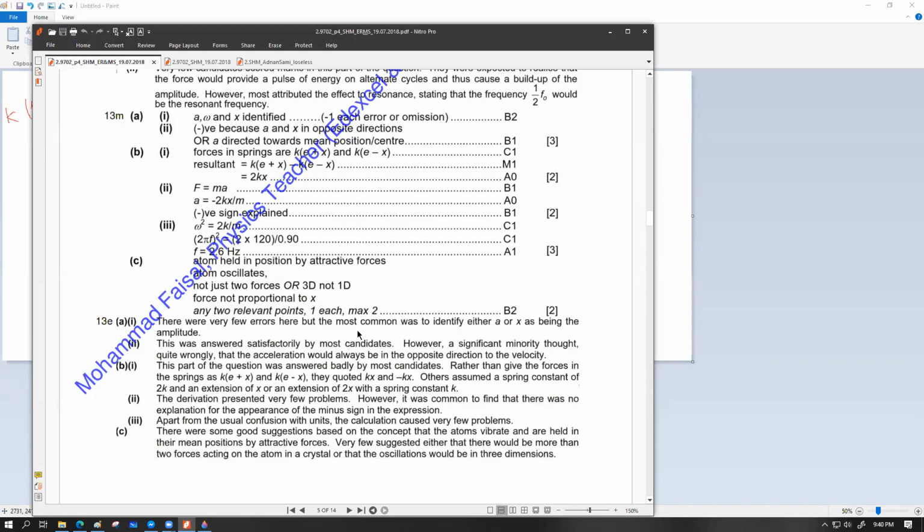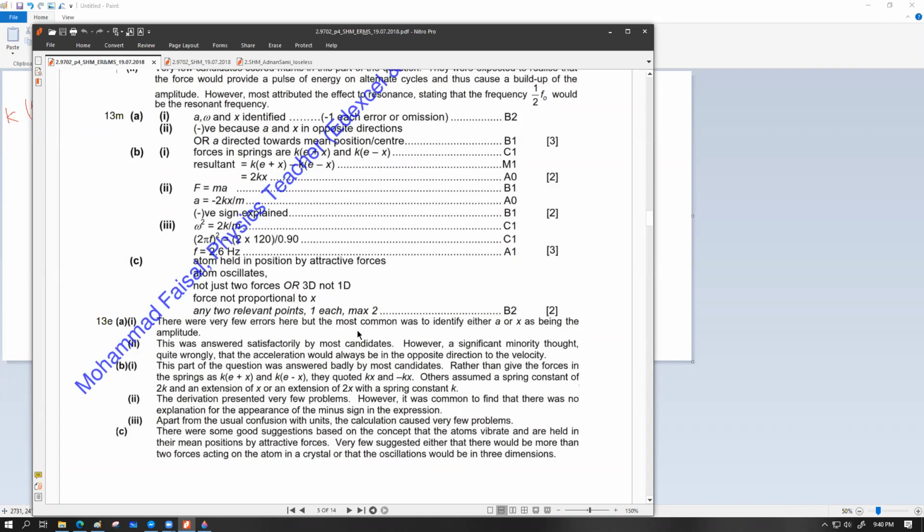So it's not entirely proportional, but we can just say that when atoms get closer they repel, and when they move away they attract. Let's look at the examiner's report. Here they did not mention the repulsion, they just mentioned the attraction. Okay, look at the example report. There are some good suggestions based on the concept that the atoms vibrate and are held in their mean positions by attractive forces.